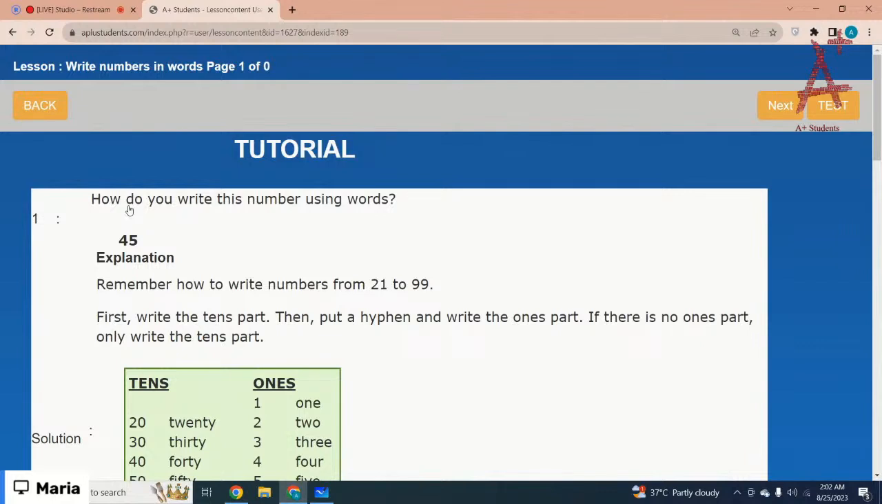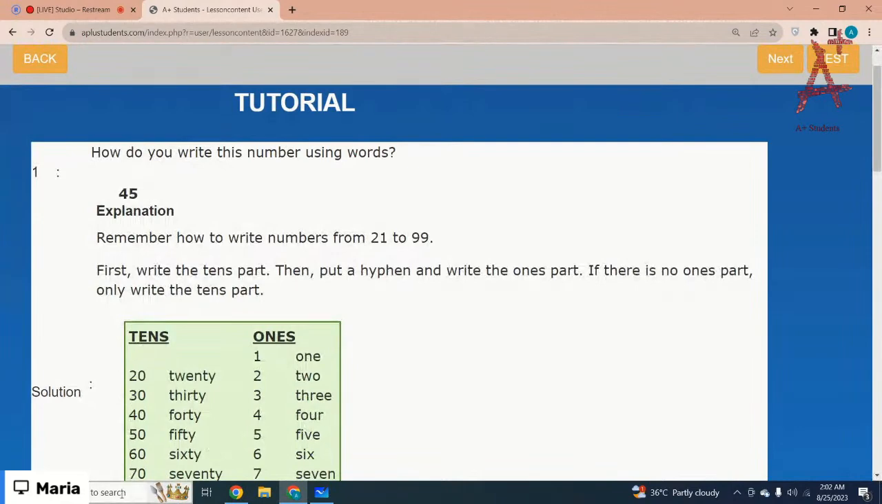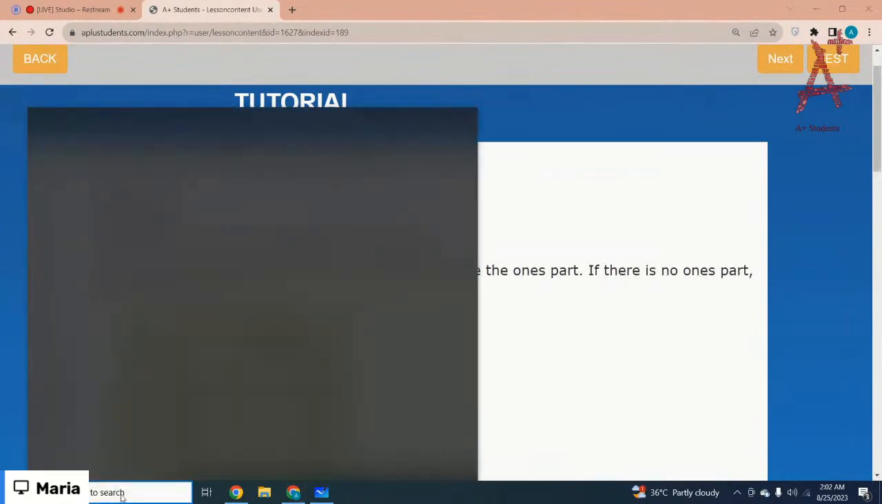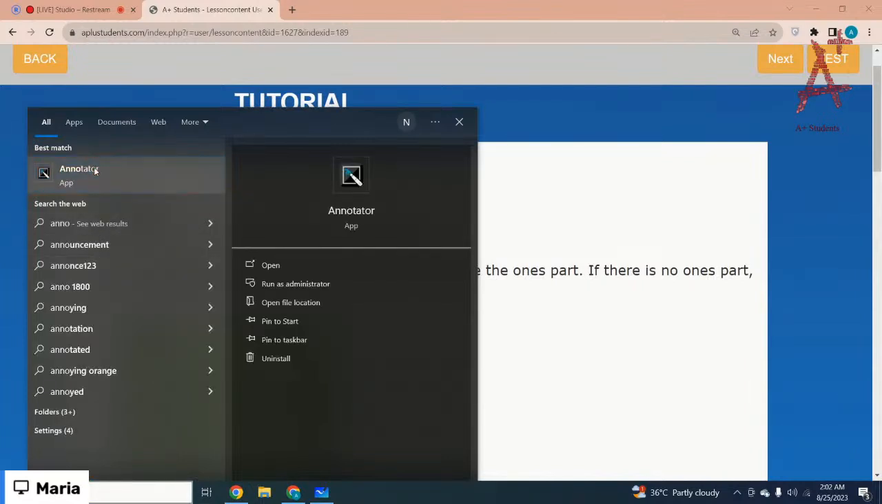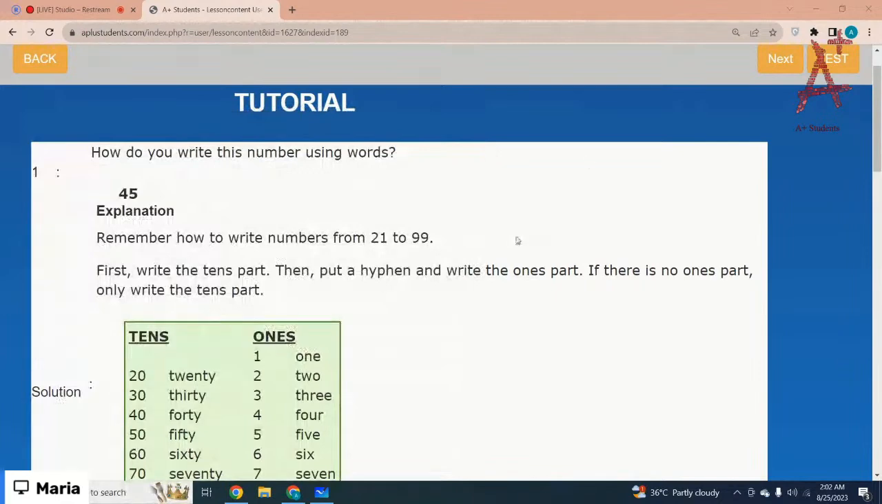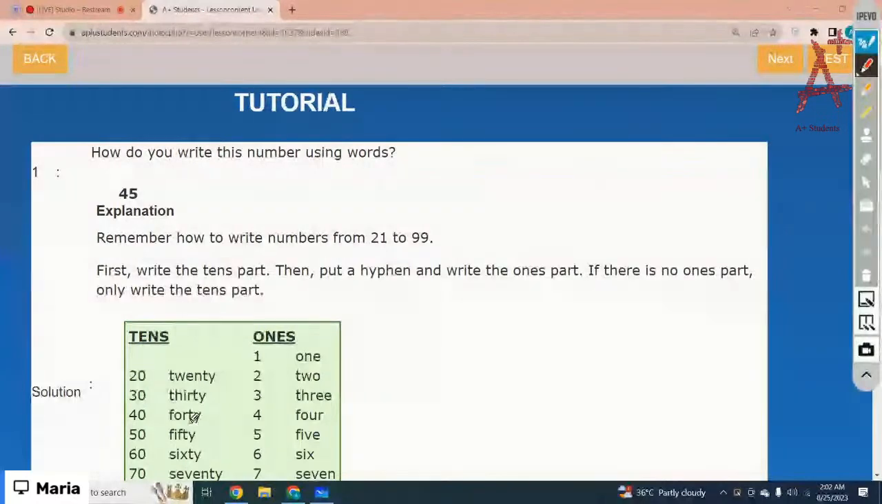Like you pronounce 45, right? So that means you have to write 40 first. Here you write 40 from the tens line and then 5 from the ones. Together they make 45. This way you can write 45 in the form of words.